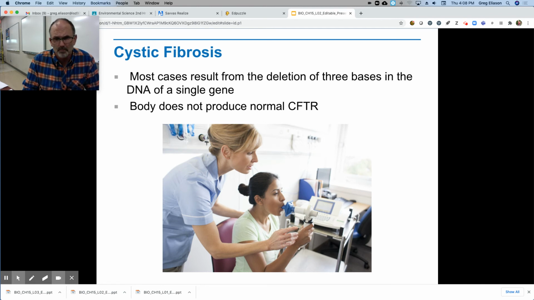So they have respiratory problems lifelong. Got to tap on their back to release some of the phlegm so they can breathe. They typically have shorter stature, a whole variety of issues.